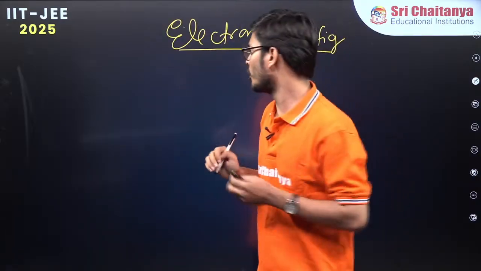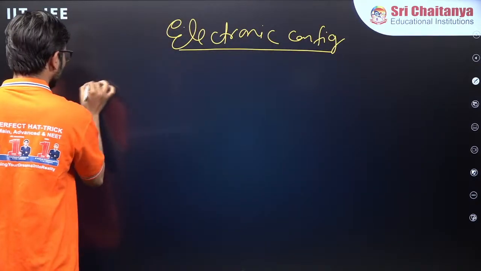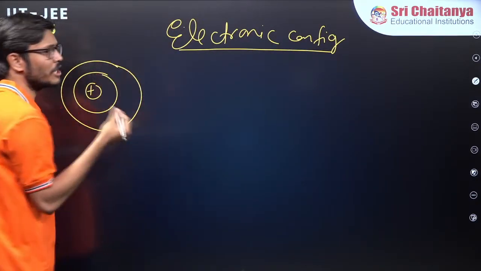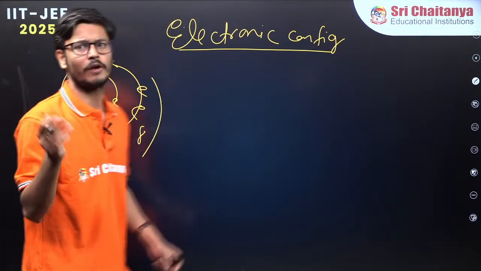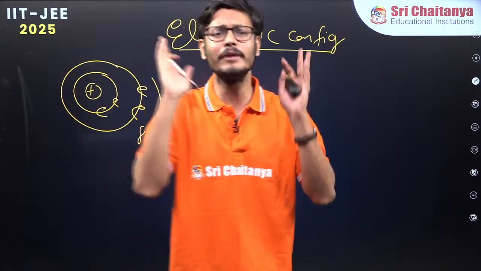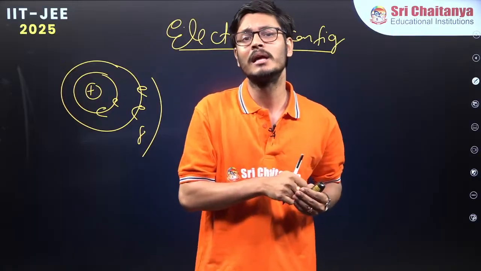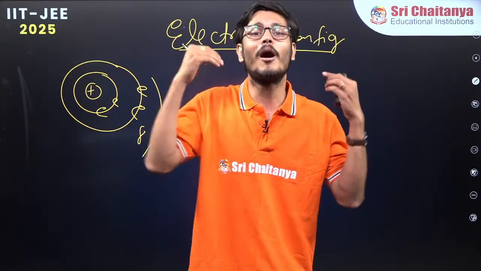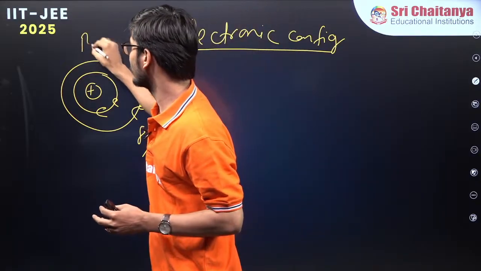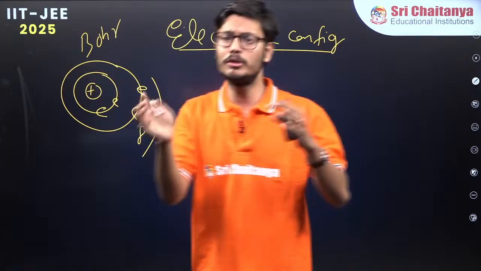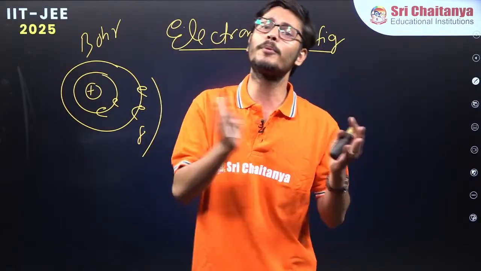The configuration we have studied in high school is that there is a nucleus and these are the orbits. In the first orbit, there should be 2 electrons. In the second orbit, 8 electrons. Third orbit, 8 electrons. Fourth orbit, 18 electrons. Like that, we know the electronic configuration. But that is not sufficient in the 11th and 12th class, because many chemical properties cannot be defined with this configuration. And anyway, this configuration is based on the Bohr model, and you will study in 11th class that the Bohr model is not sufficient to explain all the properties of an atom.